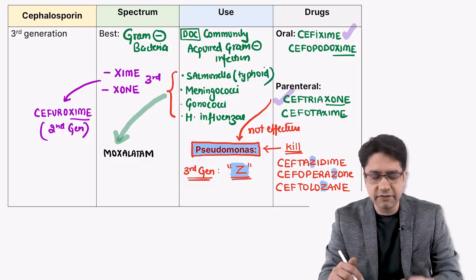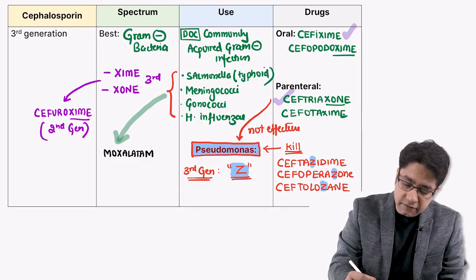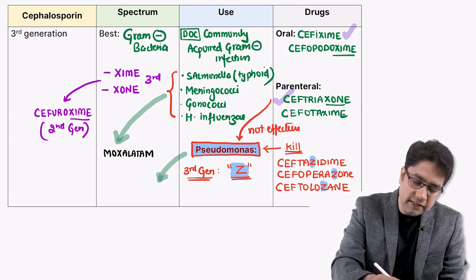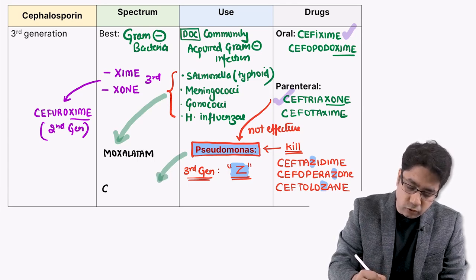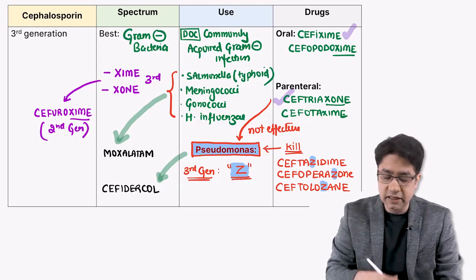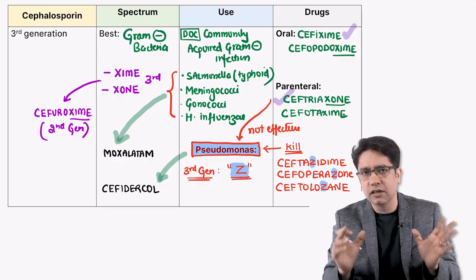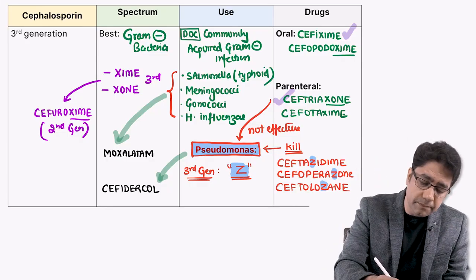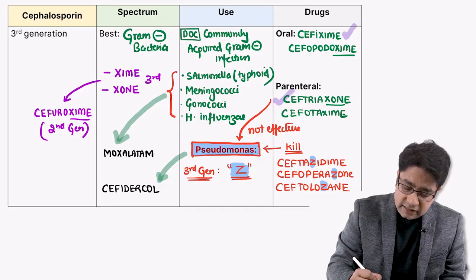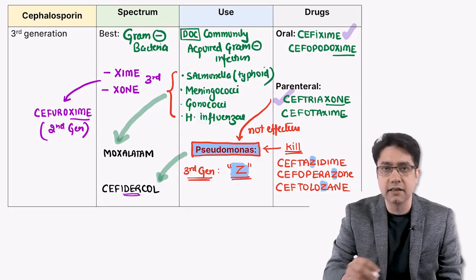Moxalactam, just like ceftriaxone, and another drug which can be given for Pseudomonas is cefiderocol. So cefiderocol, a new cephalosporin which is effective against Pseudomonas, a new third generation. Now one point is important. Now you can see cefiderocol, some "der" word is coming.